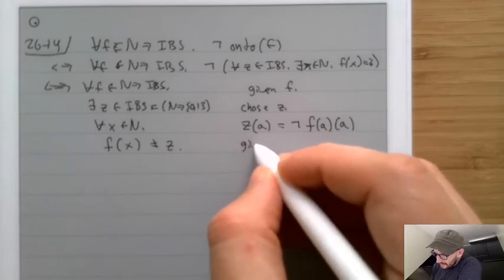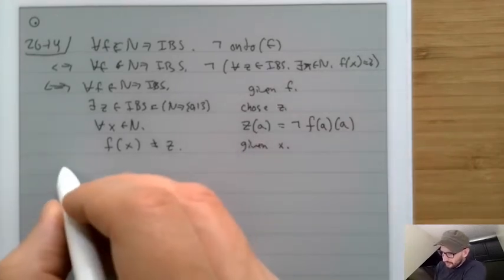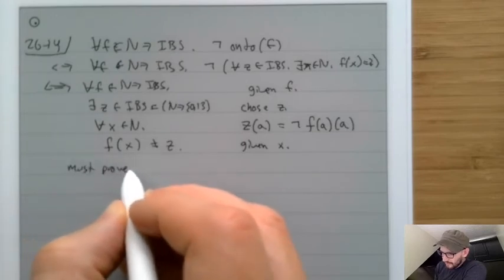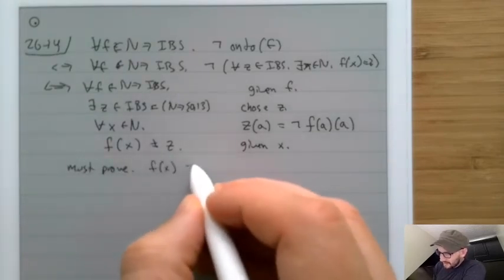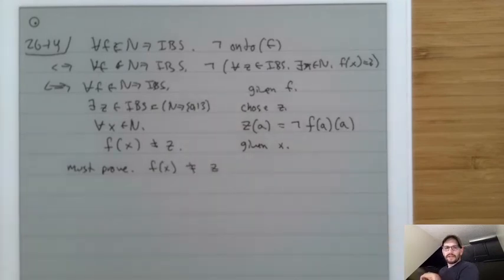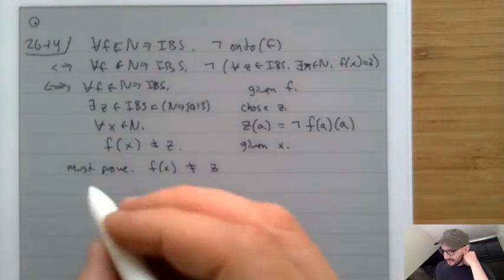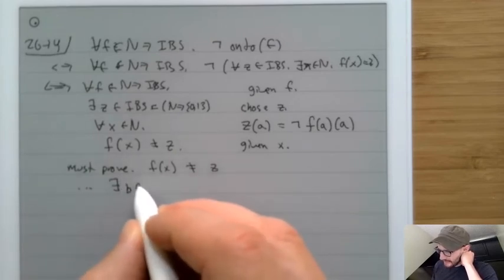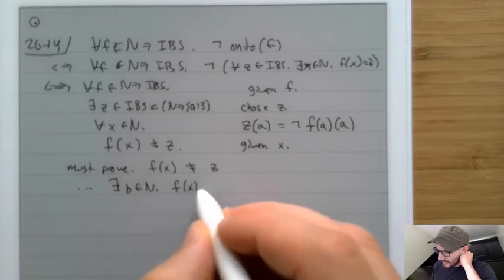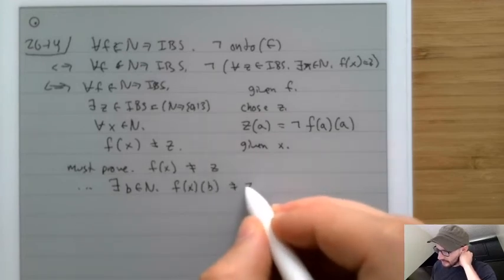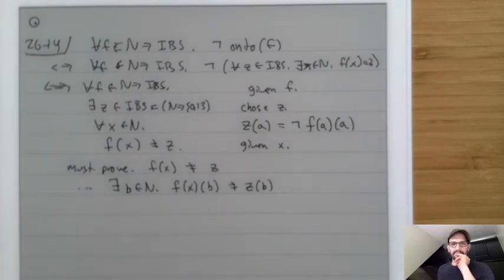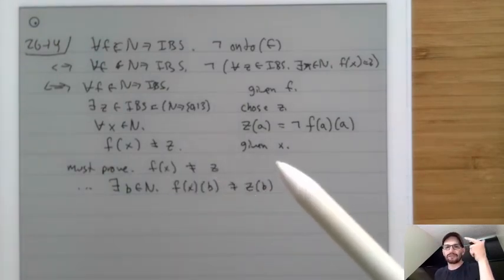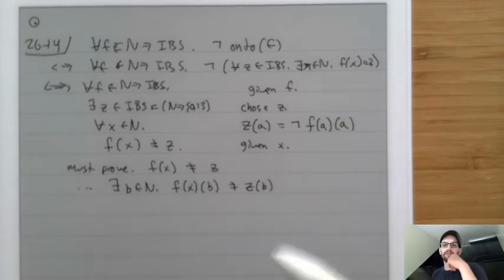Then we are going to be given x. And we must prove that f of x does not equal z. Now, what does it mean for a function to not equal another function? Well, two functions don't equal one another if there exists some number b inside of the naturals such that f of x of b does not equal z of b. Okay, because f of x and z are functions, so we can't directly compare them. The way that we compare them is by looking at what happens when we call them.